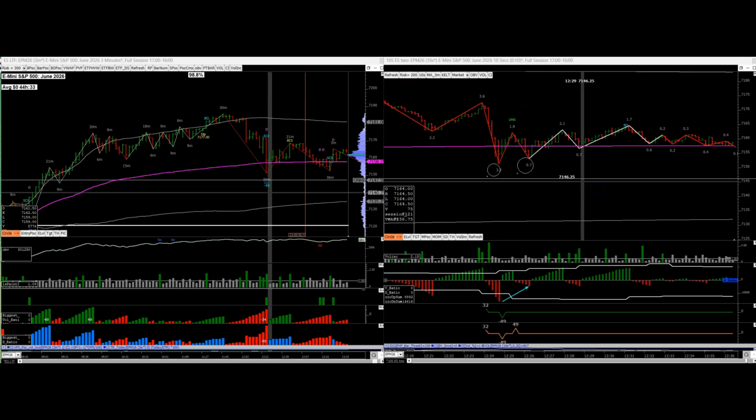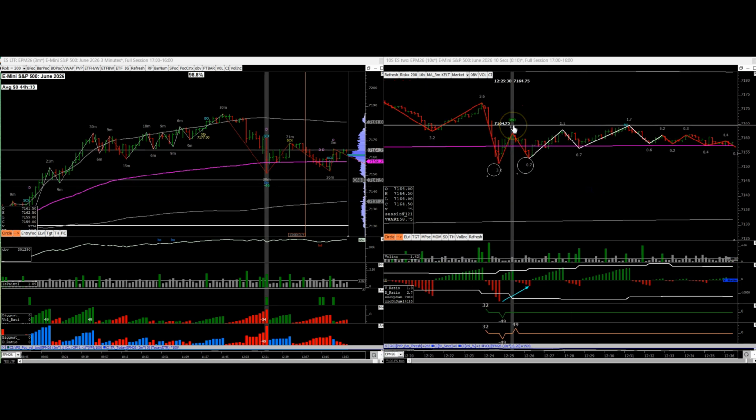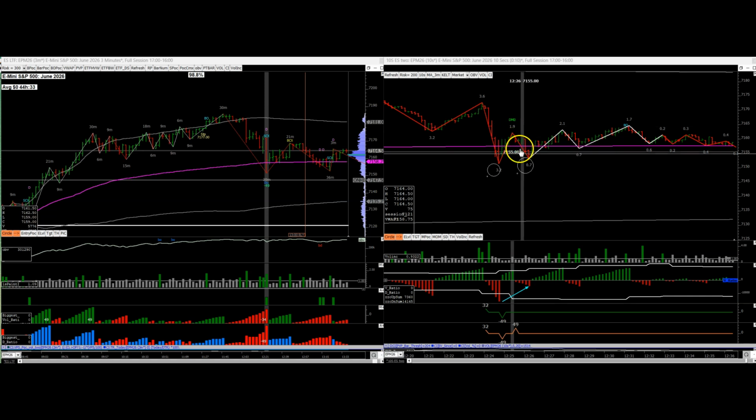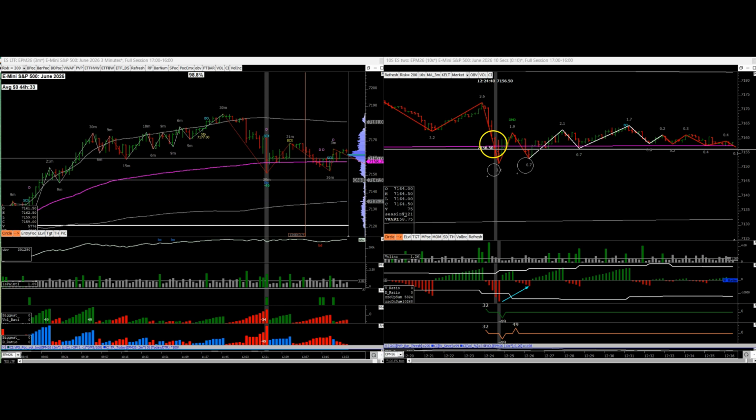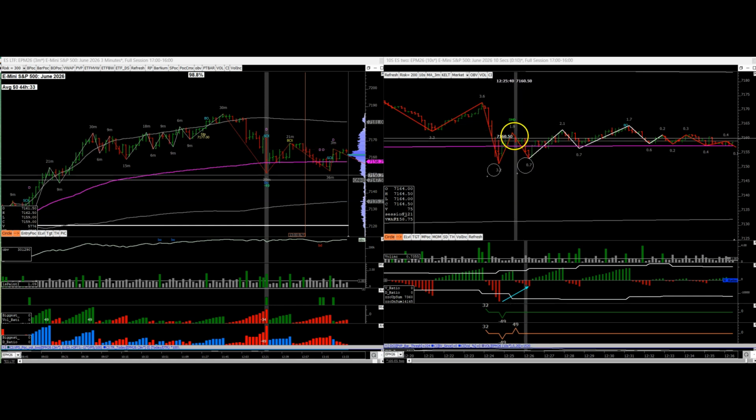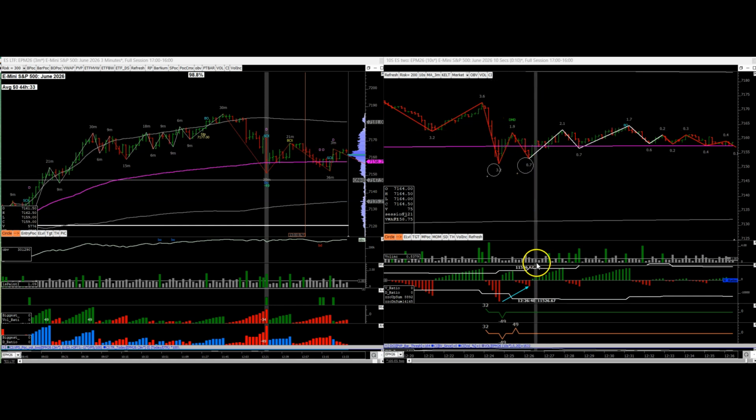Also, the other thing I like to see is this one should be bigger than this. So that's like the automatic rally and the secondary test. The automatic rally obviously has to have more volume than the secondary test.